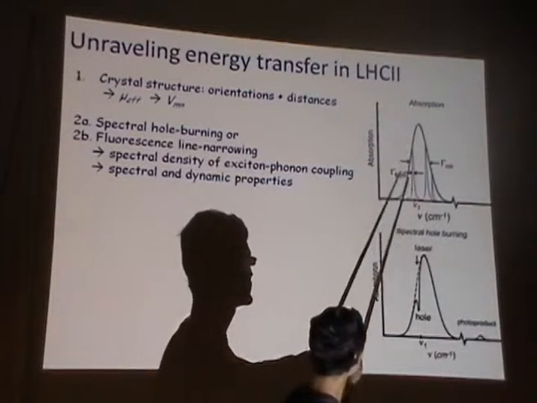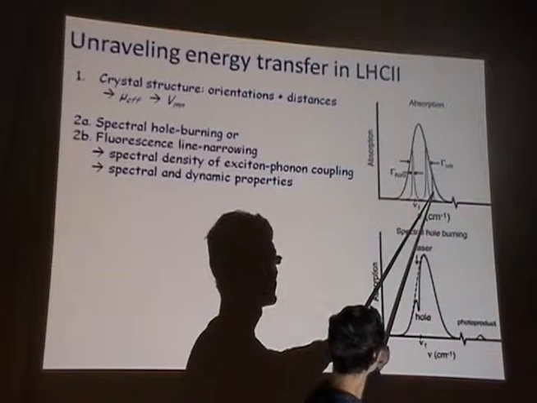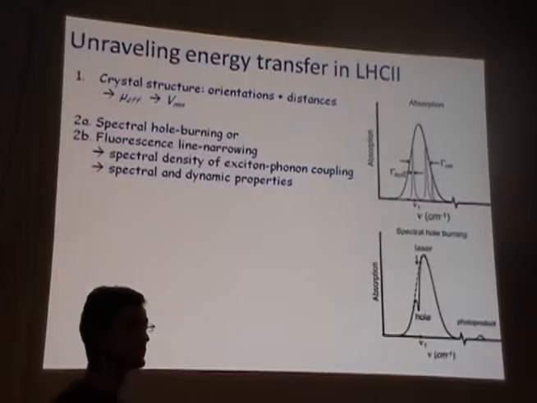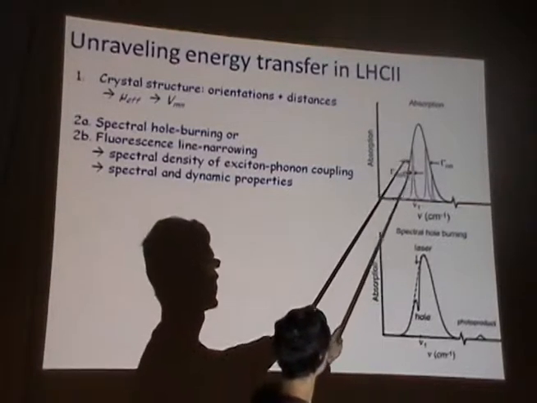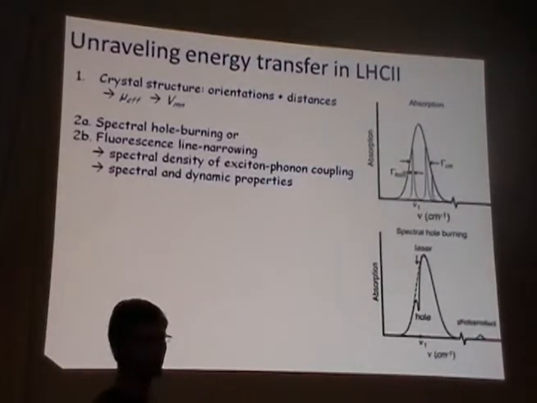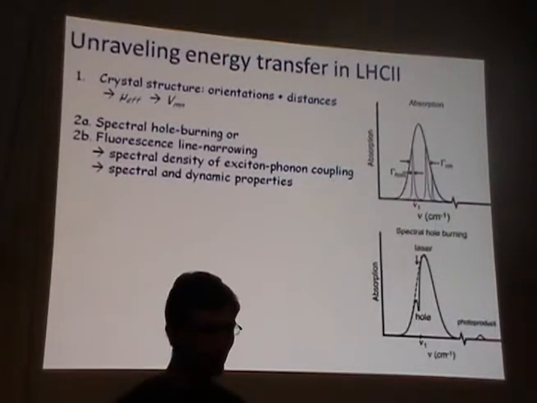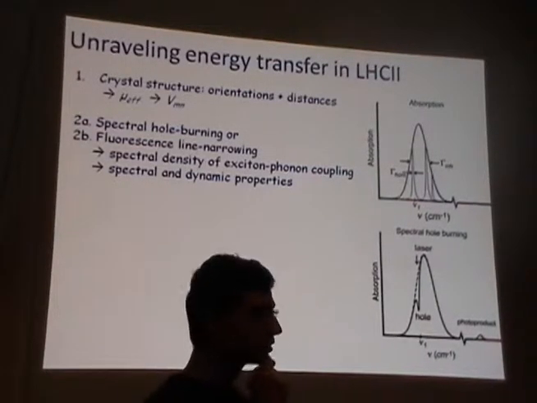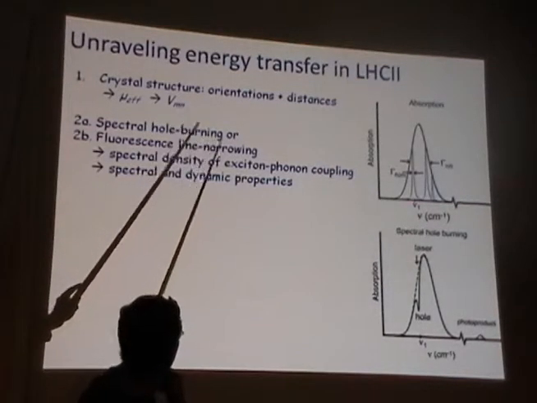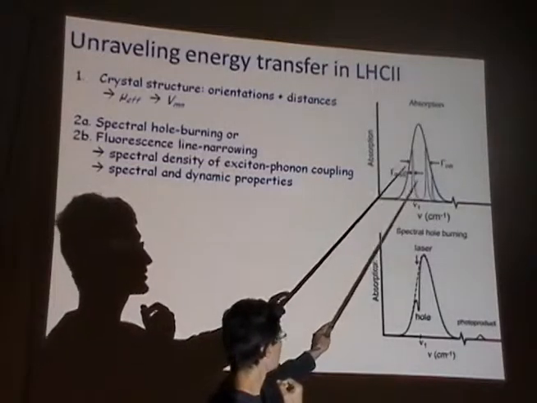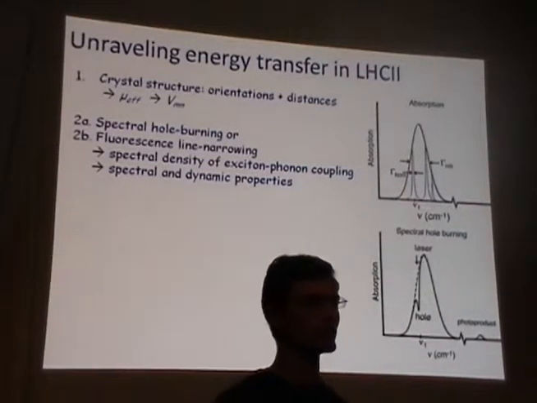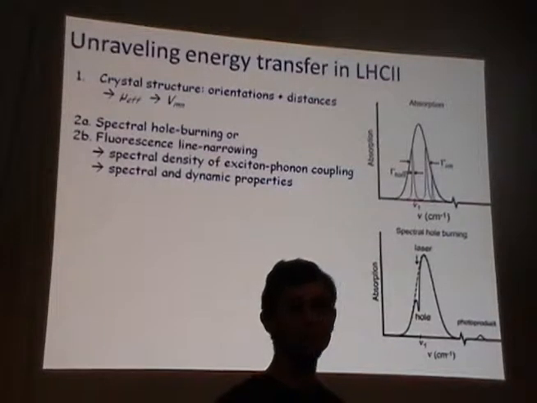Of course, if you bleach your pigment, you do something with its electronic structure. So this is a photoproduct that's created that has different spectral properties. By selectively bleaching the different bands, you can get different holes in the spectrum, and this will give you information about the homogeneous line corresponding to each individual pigment. The other way of getting information about this is called fluorescence line narrowing.